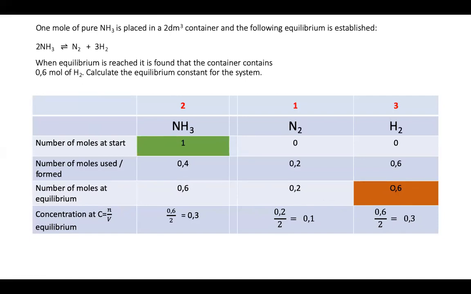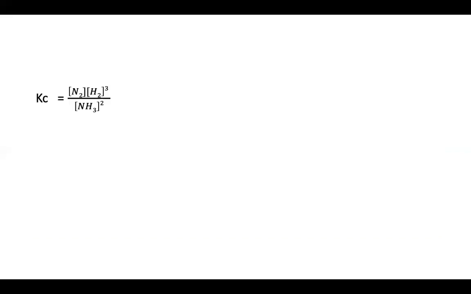Now that we've got the concentrations, we can put it in our Kc value. We've got the Kc is equal to nitrogen times hydrogen to the power 3, cubed, divided by ammonia squared. And then we put those values that we got from the table, 0.1 times 0.3 cubed, all over 0.3 squared. And if you work it out, we see that our Kc value is 0.03.